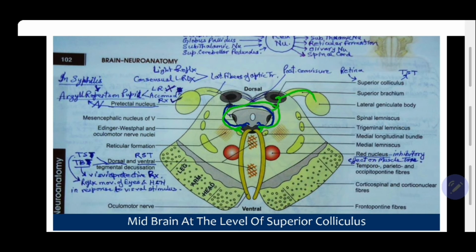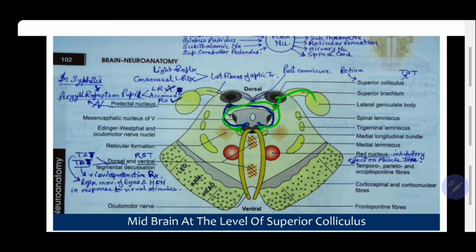Means what? Accommodation has a different pathway, and the constriction of pupil in response to visual stimulus is being controlled here. Okay, you have got to know this, because there are a few clinical conditions which I'll discuss later on, and if you have not understood it, you can revise it from my lecture on optic nerve and optic pathway.